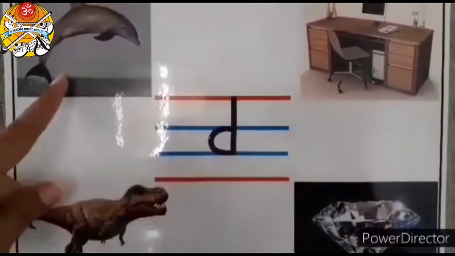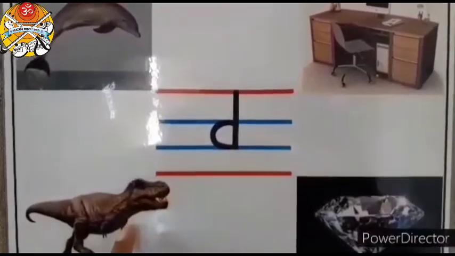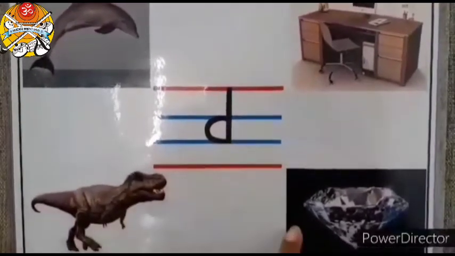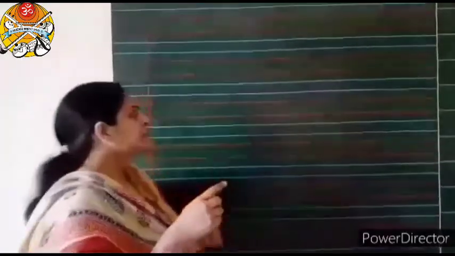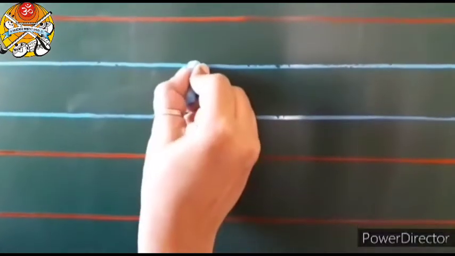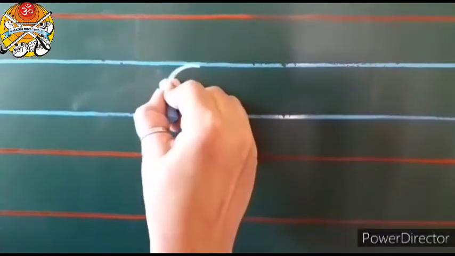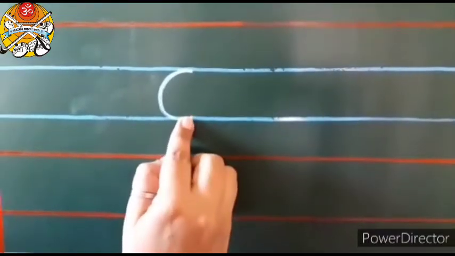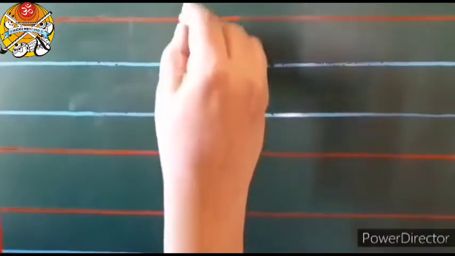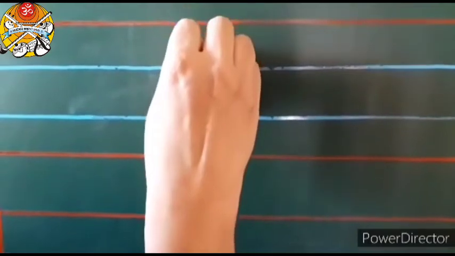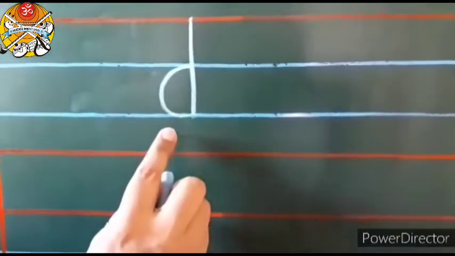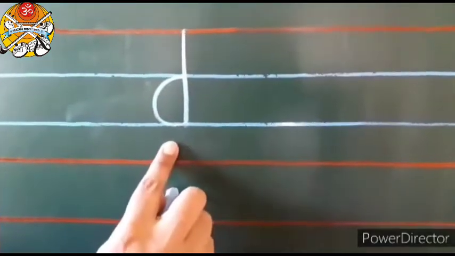D. Dolphin. D. Dinosaur. D. Desk. D. Diamond. Now let's learn how to write script letter D, children. We will make a C curve from the first blue line to the second blue line like this. And we will join this with a standing line from the red line to the second blue line. This is script letter D.